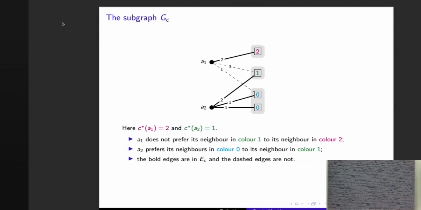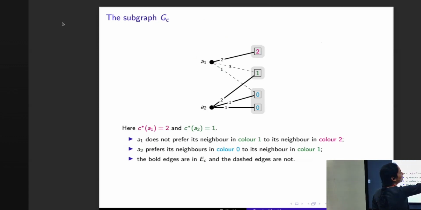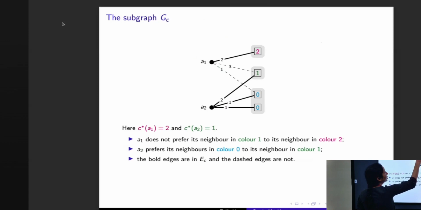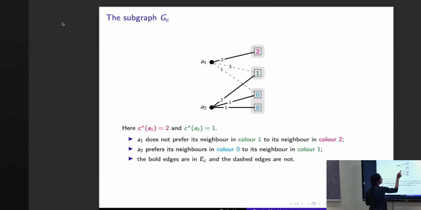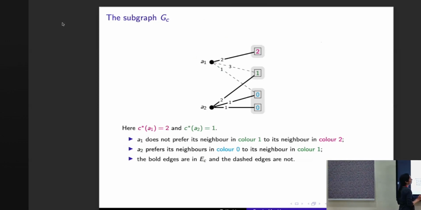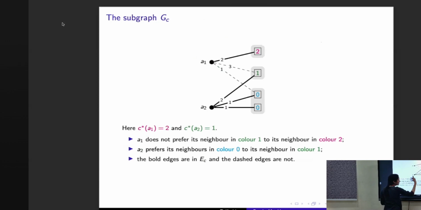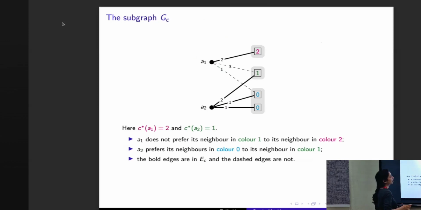And when it looks at one less color, that is color 1, these numbers 1, 2, 3 are the preferences. It does not prefer its neighbor in color 1 to its neighbor in color 2. So I have kept this as a dashed edge. This edge is not in our subgraph G sub C. And this edge, though it is the top choice, is not in an allowed color. It is allowed to keep edges only to the highest color and highest minus 1 color.